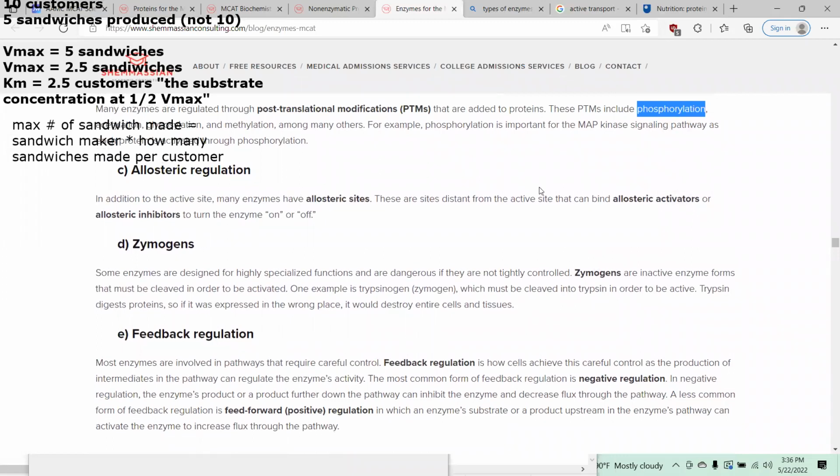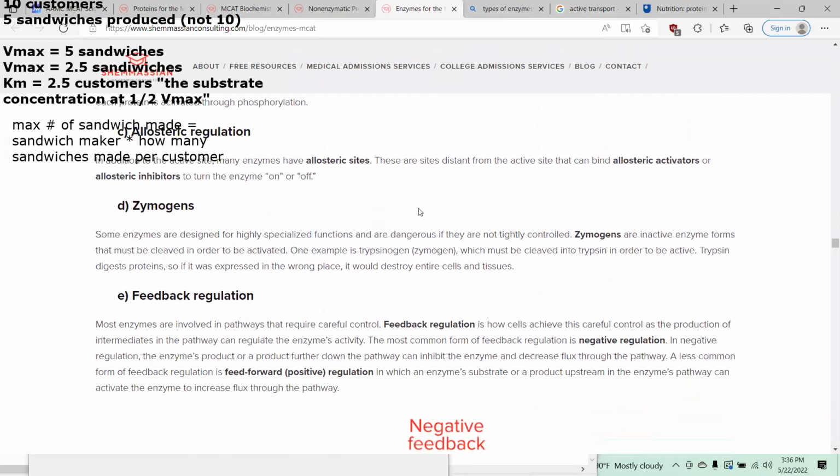Allosteric sites, we talked about this already. Allosteric sites are away from the active site, and they bind activators or inhibitors that encourage or discourage the enzyme.